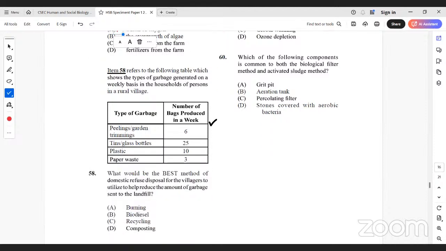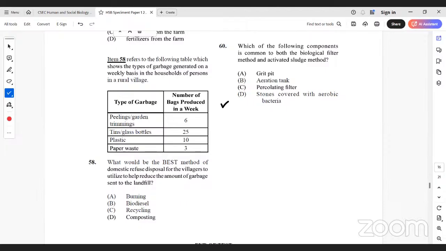Item 58 refers to the following table. It shows types of garbage generated on a weekly basis in the household of persons in a rural village. We have tins and glass bottles being the highest. So what does 58 say? What would be the best method of domestic refuse disposal for the villagers to utilize to help reduce the amount of garbage sent to the landfill?